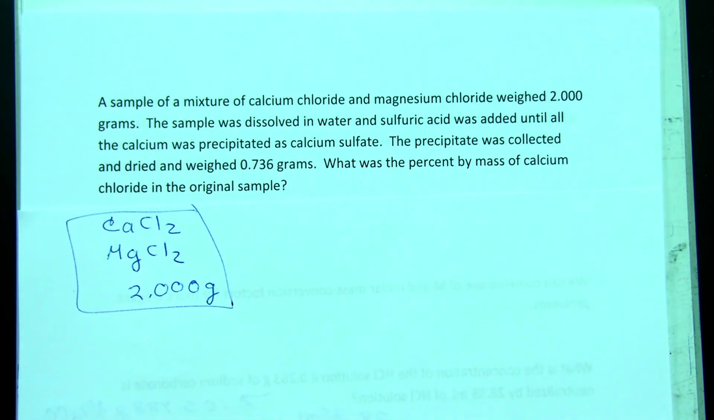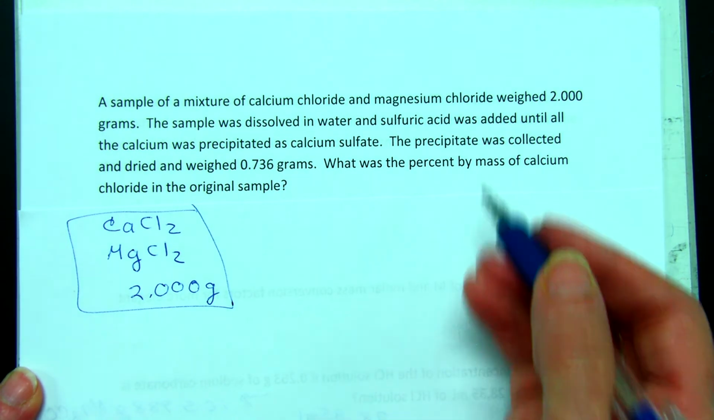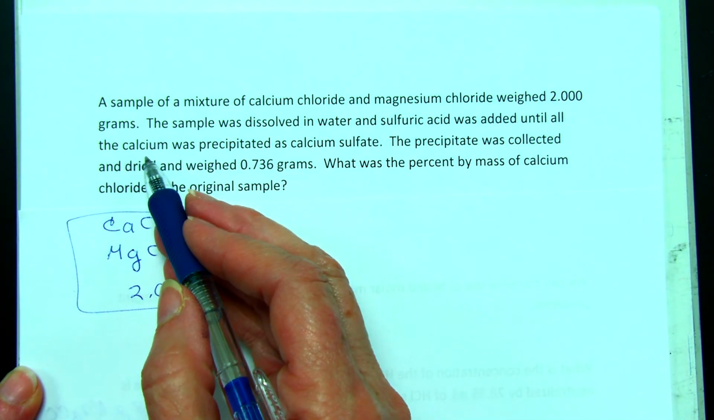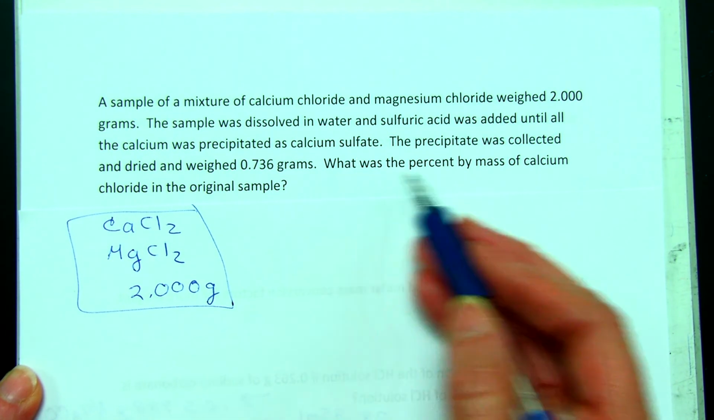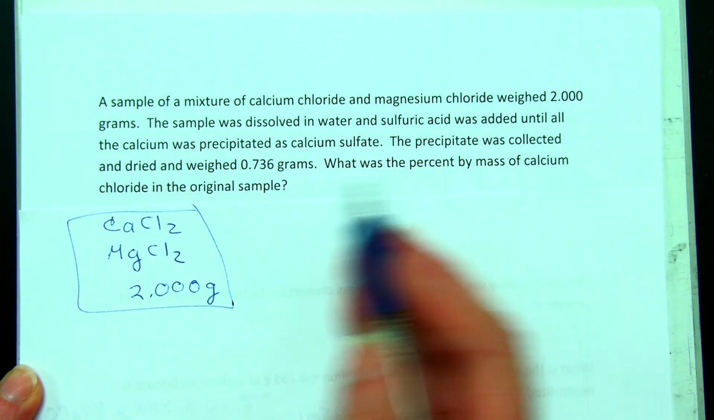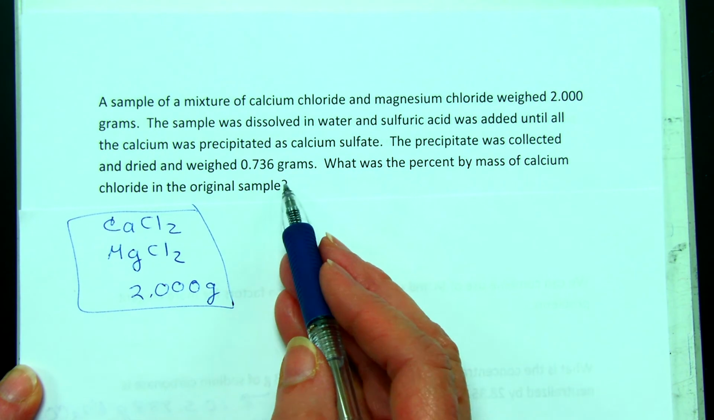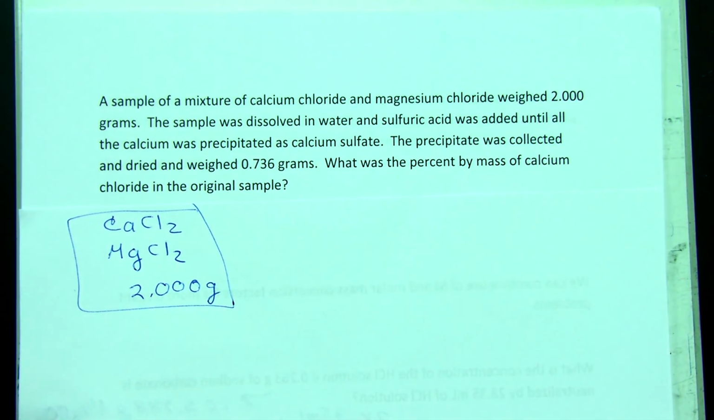Then I dissolved this in water to make them aqueous, and I added sulfuric acid. The sulfuric acid was added until all the calcium was precipitated as calcium sulfate. That calcium sulfate was collected and dried, and it had this mass. What's the percent by mass of calcium chloride in the original sample?